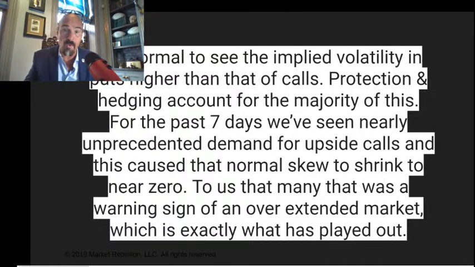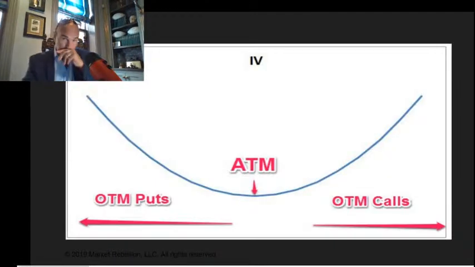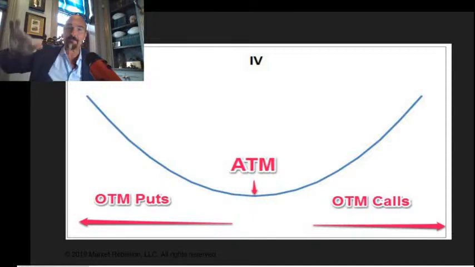We don't know. All we know is that the calls were skewed much higher than normal for the last several days leading up to Wednesday this week. That is what we're watching. So normally you see something like this, implied volatility at the money, that's ATM, in the middle, and then you see out of the money puts, out of the money calls. That would also be called a volatility smile when we see that.